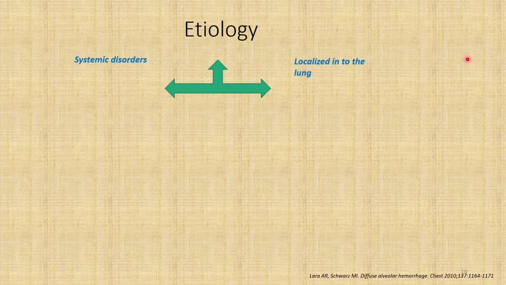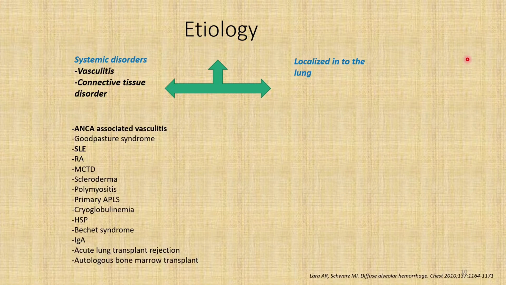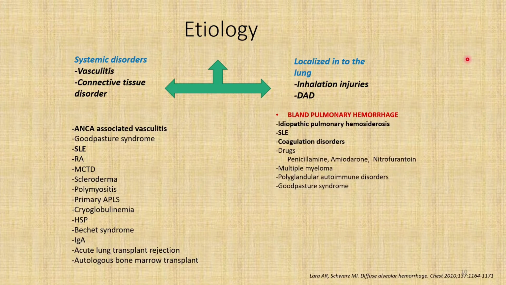So what about the etiology? There are systemic disorders, mostly the vasculitis and connective tissue disorders. The examples are ANCA-associated vasculitis and most of the CTDs. In localized diseases, there are mainly diffuse alveolar damage and inhalation injuries. The examples are idiopathic pulmonary hemosiderosis, SLE, some coagulation disorders, and most of the drugs. What about the DADs? Mainly ARDS, as I mentioned, and infections. And don't forget bone marrow transplantation, which we come across in pediatric patients.